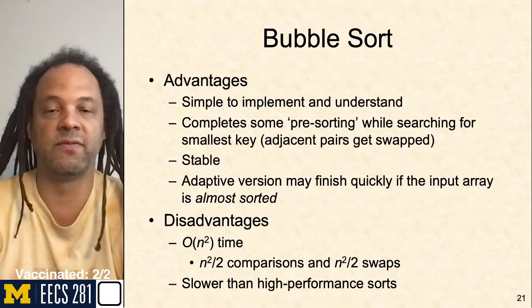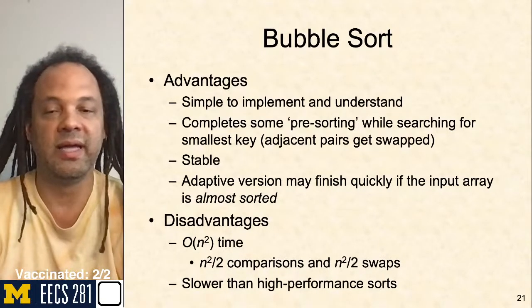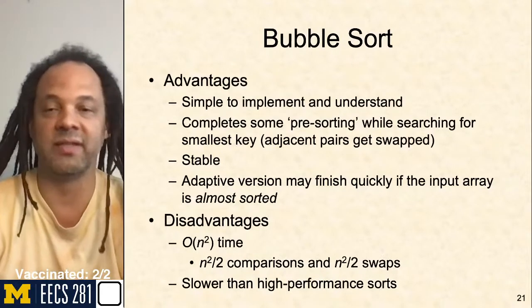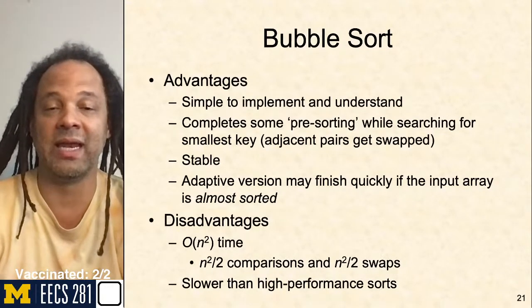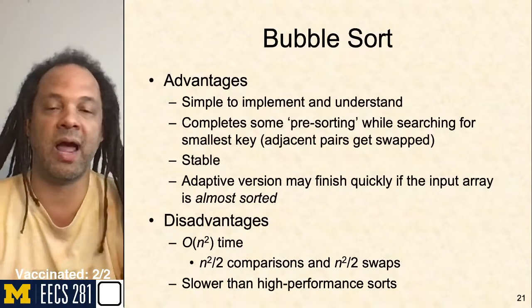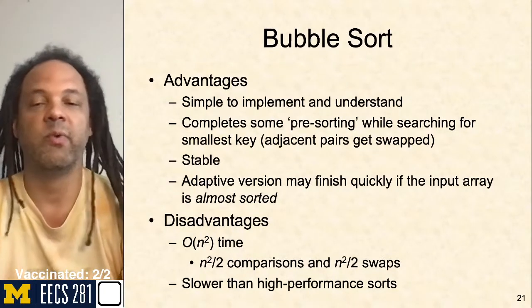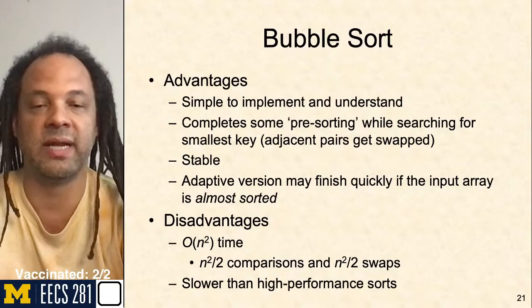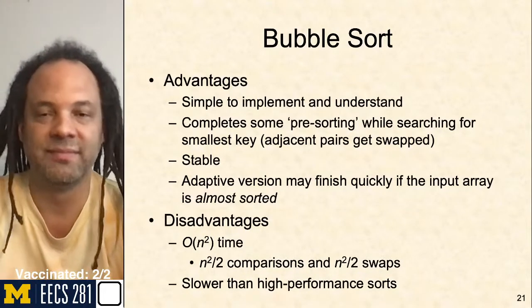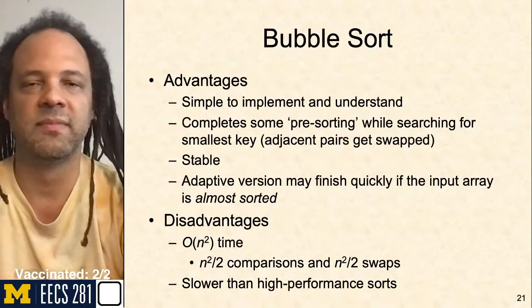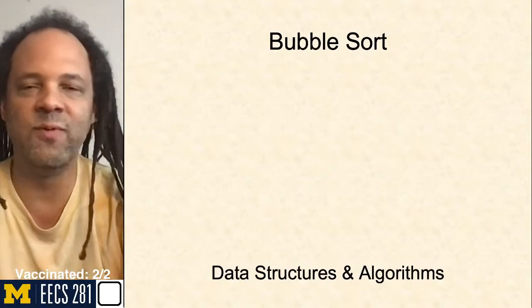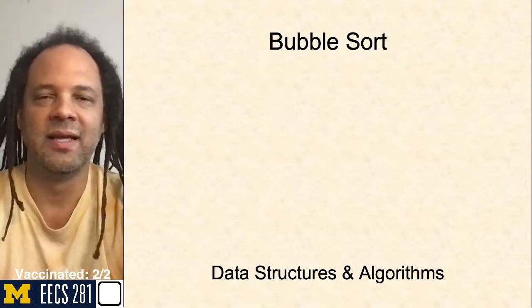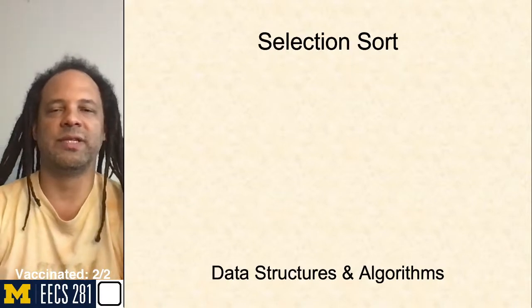The disadvantage, of course, is that this is big O n squared. It's an elementary sort, it's big O n squared. We're not going to get away from that. That means it's slower than our high performance sorts. We've got approximately n squared over 2 comparisons and n squared over 2 swaps. That's bubble sort, and we're going to move on next to our next sort, which is selection sort.